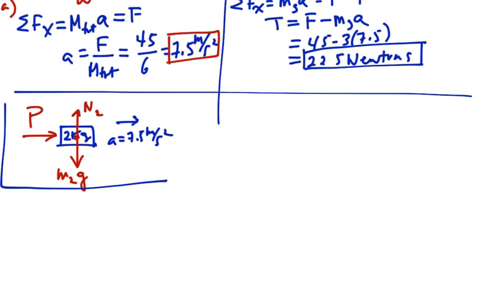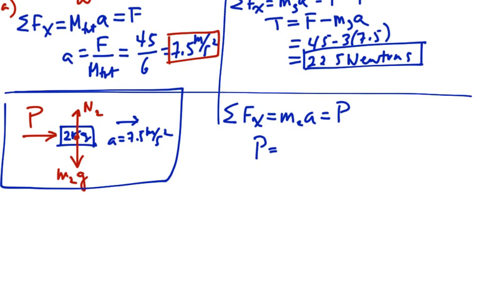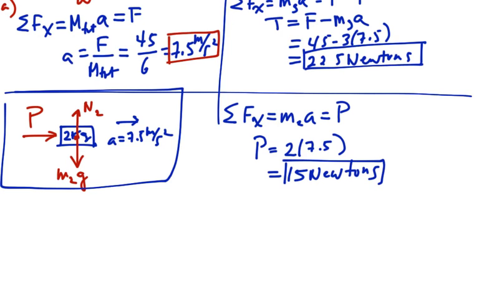So there's our free body diagram. Setting up Newton's second law for that, we would say the summation of the forces in the x direction is equal to m2a, and that is equal to P. That's it. So P is equal to 2 kilograms times 7.5 meters per second squared, 15 newtons. So that's the force of block 1 acting on block 2.